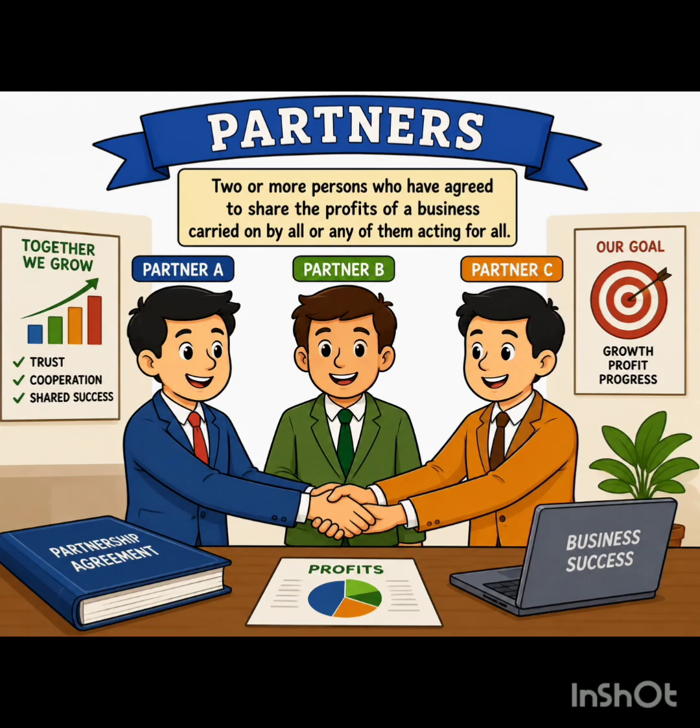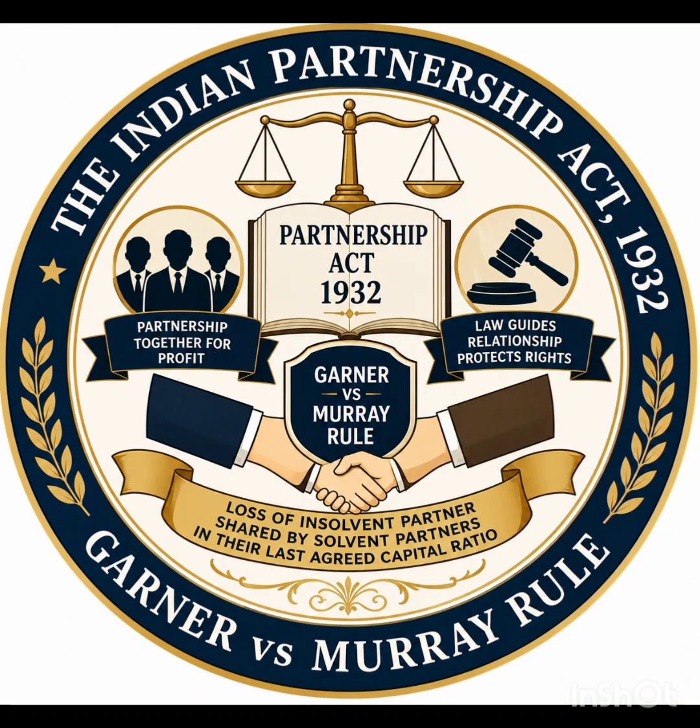Next is how this rule is followed. The rule is based on the English court case called Garner versus Maurer, in 1894. According to this rule, if a partner becomes insolvent and cannot pay the deficit in his capital account, the loss caused by insolvency must be shared by the solvent partners in their capital ratio. So this is the rule.